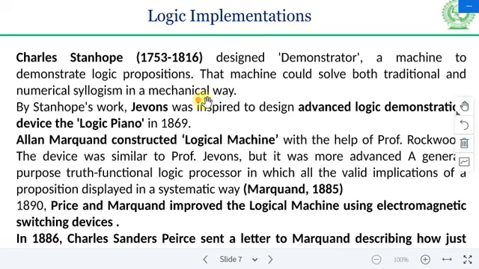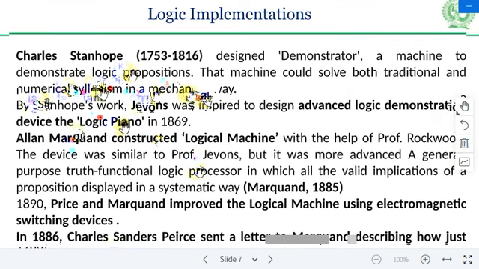And Gibbs was inspired to design the advanced logic demonstration device, the logic piano, in 1869. Then Allan Marquand constructed the logic machine. With the help of Rockwood, the device was similar to Professor Gibbs's, but it was more advanced, a general purpose truth function logic processor.